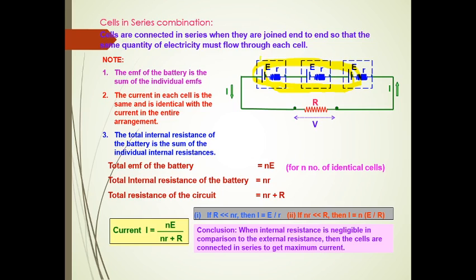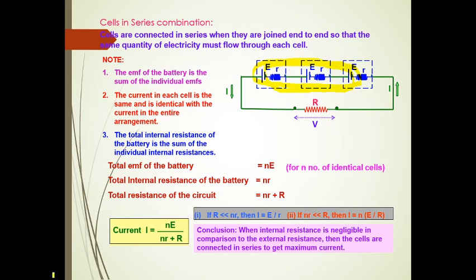When cells are connected in series, their effective EMF, the total EMF of the battery, is n times E, where n is the number of identical cells. Suppose 5 cells are connected, each having a potential of 1.5, then 5 multiplied by 1.5 is the total EMF. And the internal resistance is n times r. If there are 5 cells, 5 into r. Total resistance means internal resistance nr plus external resistance R. This sum is the total resistance.